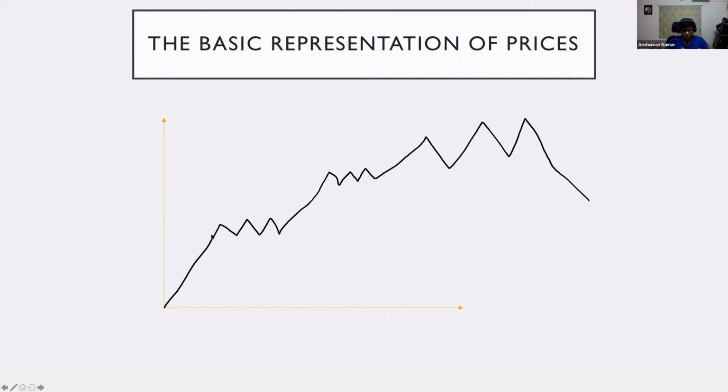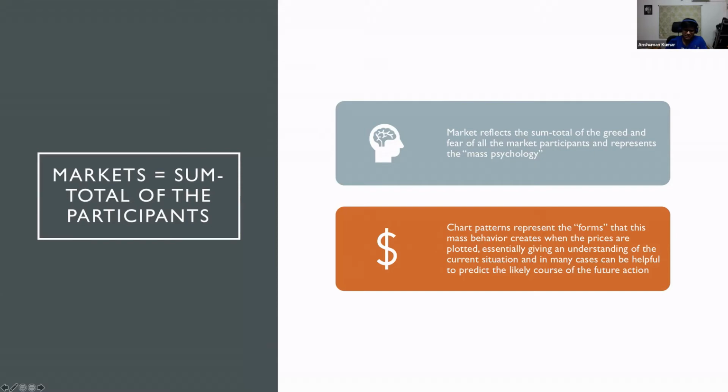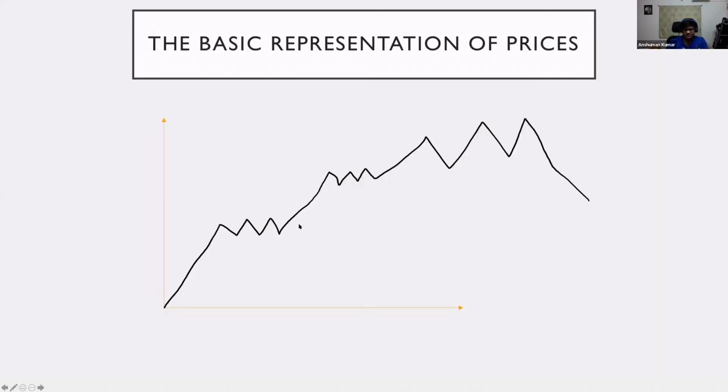So if you're looking at this point here, you have a very clear idea, just by visual examination, that the market is in what is called an uptrend. So when I go back to the previous slide and I talk about the form, that the psychology, whatever action each of the market participants are performing, creates specific forms or patterns. So what do we mean?